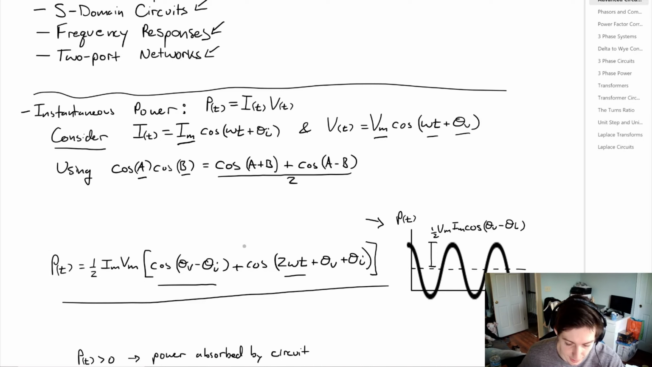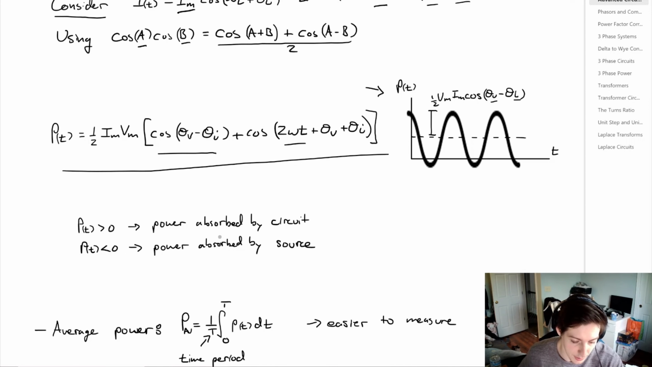If you take the average of this function, you essentially get 1/2 multiplied by the amplitudes of the voltage and the current, and then the cosine of the difference of the voltage and current phases. Referring back to our standard convention, if the power is greater than 0, it's absorbed by some element of the circuit, and if it's less than 0, it's supplied by the source.